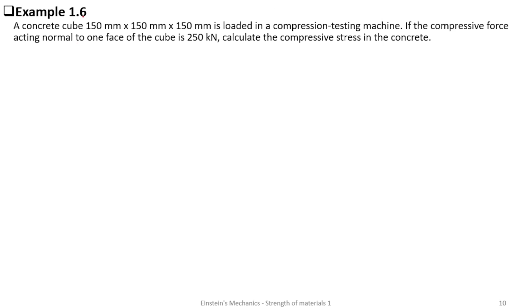Example 1.6. A concrete cube of 150 millimeter by 150 by 150 is loaded in a compression testing machine. You remember I explained the compression testing machine in episode 2. If the compressive force, acting normal to one face of the cube, is 250 kilonewton, calculate the compressive stress in the concrete.